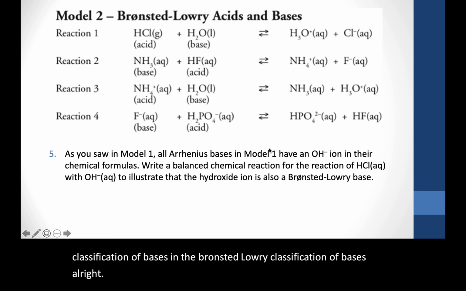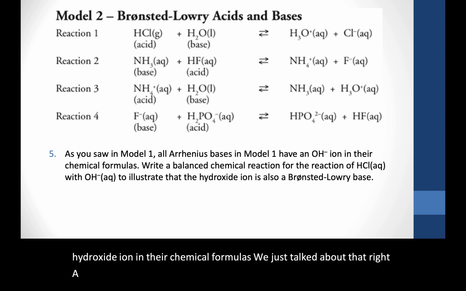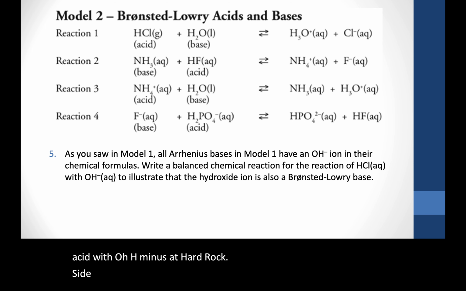And one more question. Definitely try this one first, and I'm going to have to switch to my paper here. It says, as you saw in Model 1, all Arrhenius bases in Model 1 have an OH minus ion, a hydroxide ion, in their chemical formulas. We just talked about that. Write a balanced chemical reaction for the reaction of HCl, hydrochloric acid, with OH minus, a hydroxide ion, to illustrate that the hydroxide ion is also a Bronsted-Lowry base.